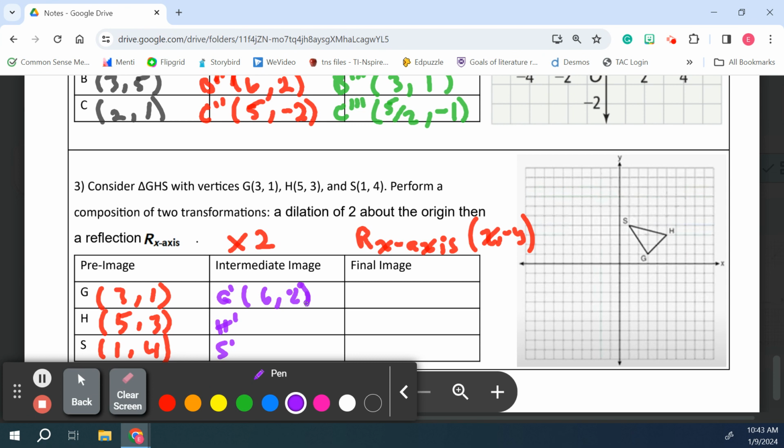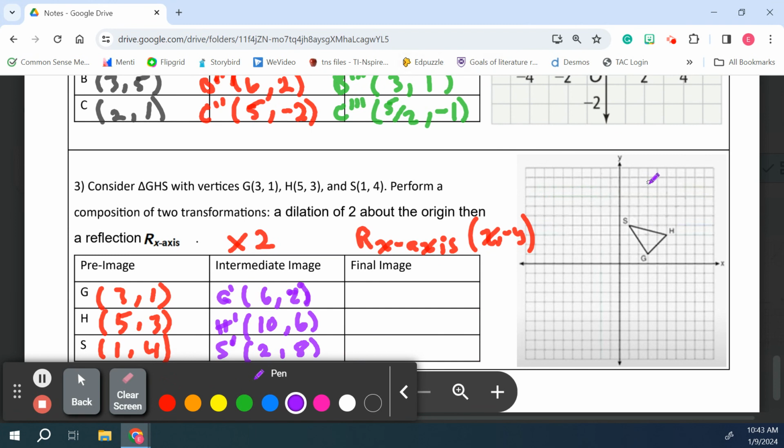H is going to be 10, 6. And S is going to be 2, 8. So there's our primes. And then I would plot these, right?